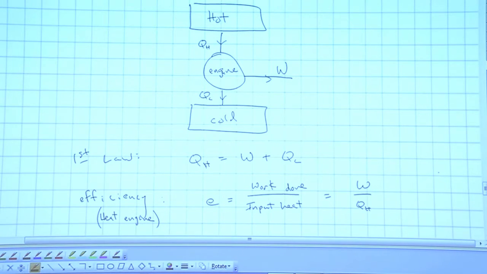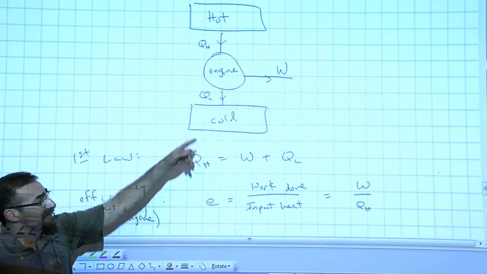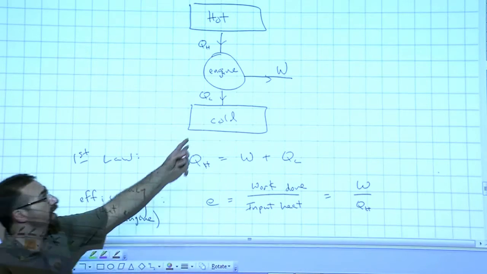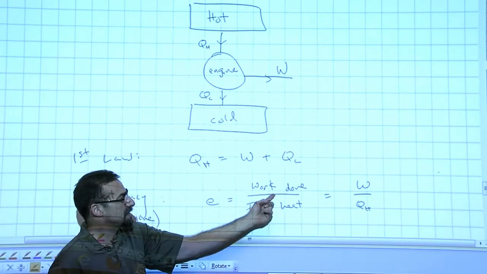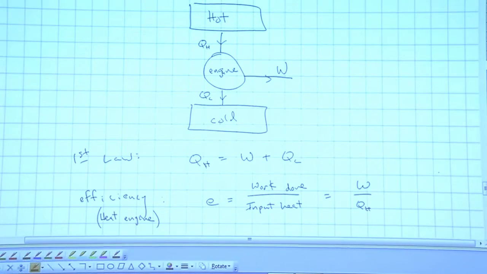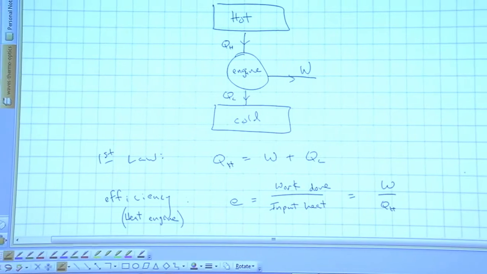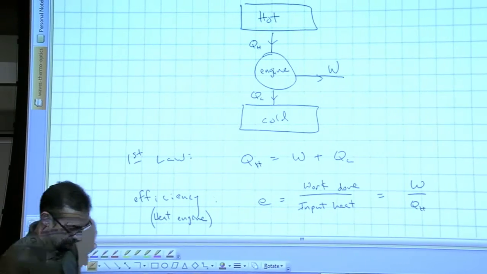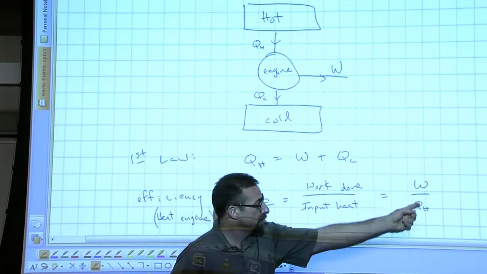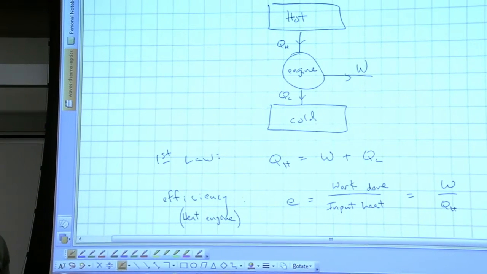And our efficiency, this is for a heat engine, like the one we looked at a minute ago. It's the work done. It's the desired output. We're trying to do work. So that's the desired output, the work done, divided by what we had to put in to make it happen. And what did we put into the engine? Q hot. So in this case, the work done divided by Q hot is the efficiency of our engine.